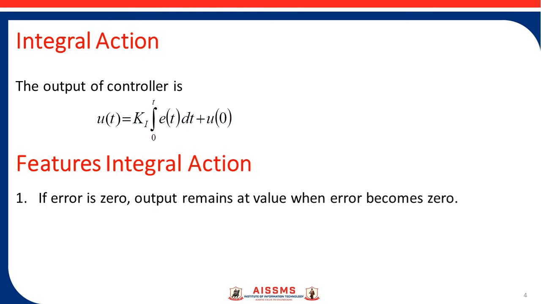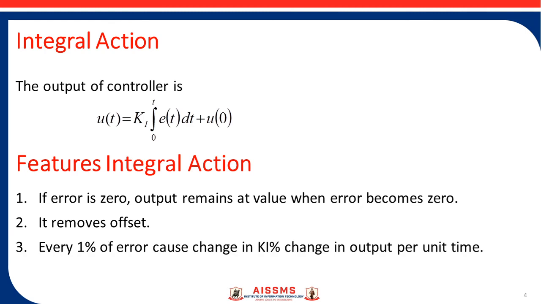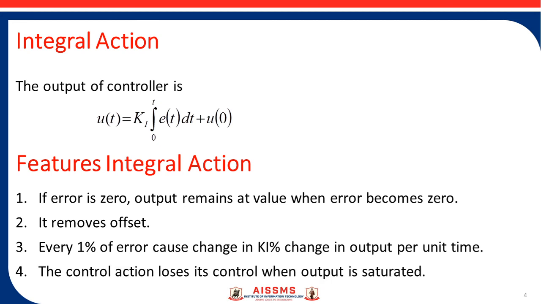Now the features of integral action. There are four features. First one is if error is 0, output remains at the value when error becomes 0. Integral action removes offsets. Every 1% error causes Ki% change in output per unit time. The control action loses its control when output is saturated. This is known as reset windup. Integral action is also known as reset action.